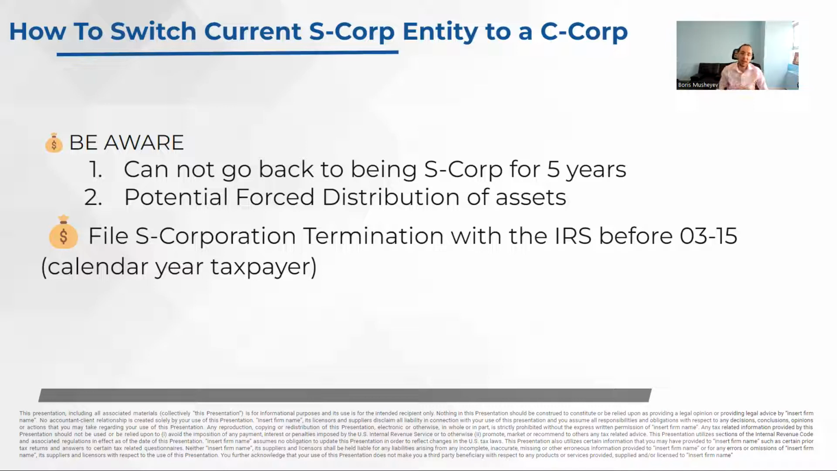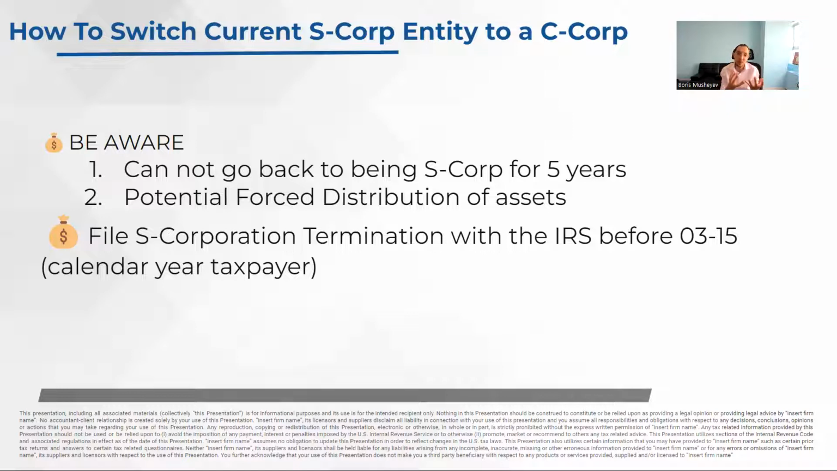All you have to do is file an S corporation termination. You have to revoke your S corporation status, right? Terminate your S corporation status with the IRS. All you have to do is write them a letter and also have it signed by all the shareholders. And you have to do it before March 15th of each year.